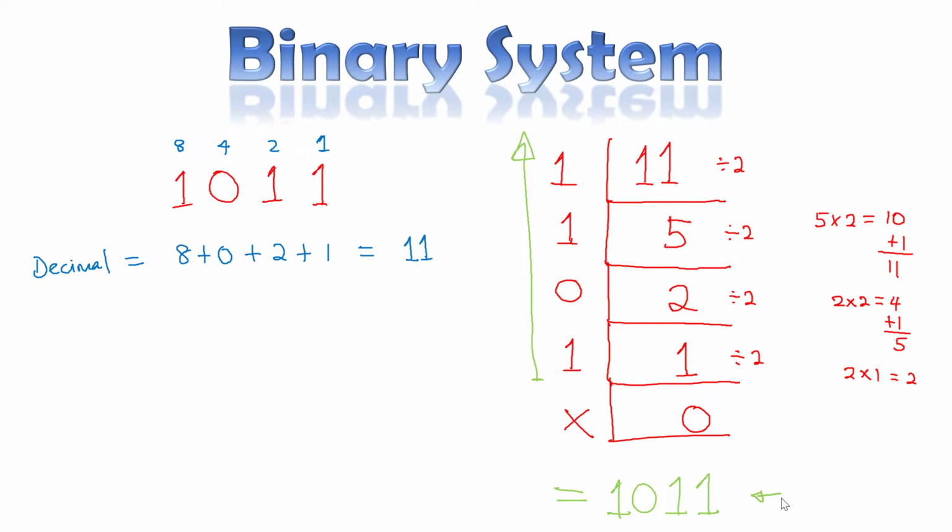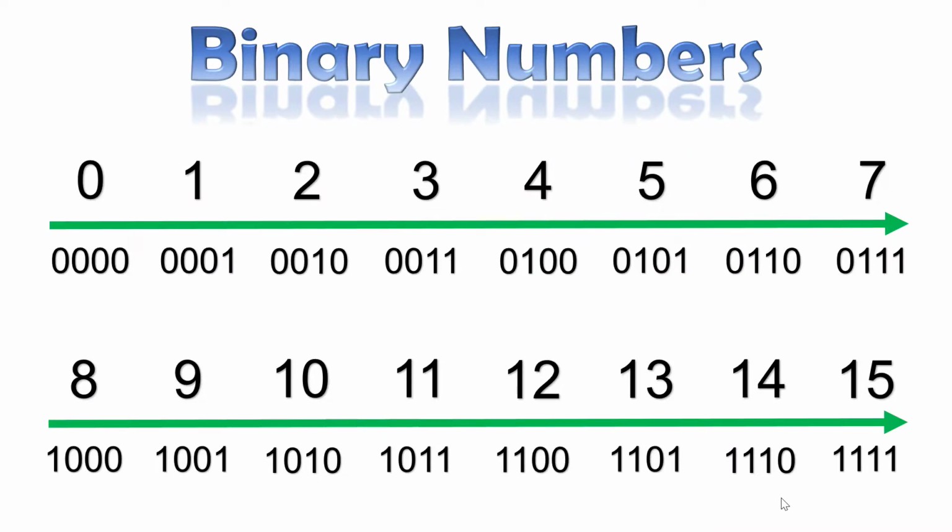And that's it. That's how you convert between the decimal and binary system. And this is the 4-bit binary system. This is called one number or one word. In each of these words, there are 4 bits: 1, 2, 3, 4. So we call this 4 bits.